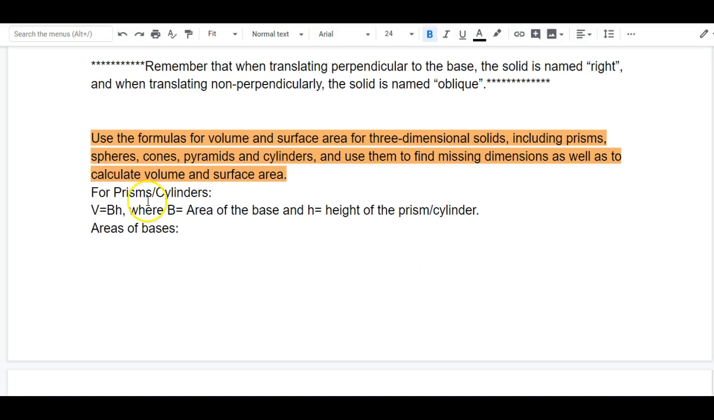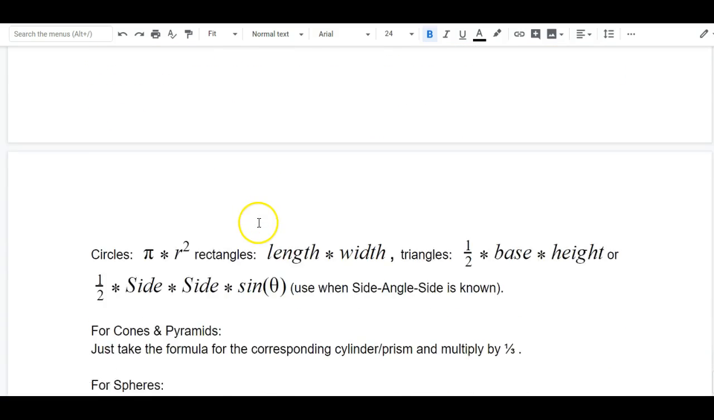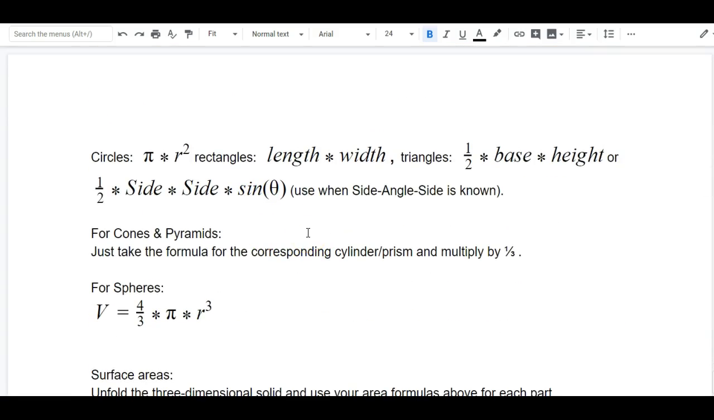The basic formula for the volume of all your prisms and cylinders is to make sure you find the area of the base first and then multiply it by the height. So B is the area of the base and H is the height, right? To find the area of bases, you have to remember your formulas. The area formula for a circle is pi r squared. For a rectangle, it's length times width. For triangles, 1/2 times base times height, or you could do 1/2 times side times the sine of theta, whenever we know side angle side.